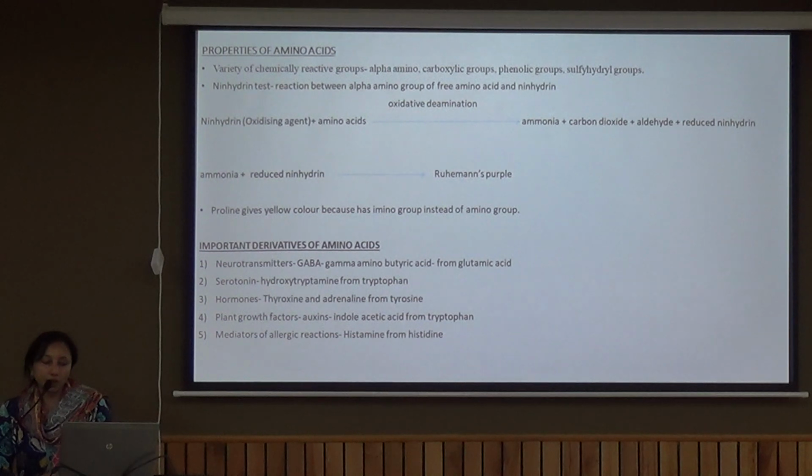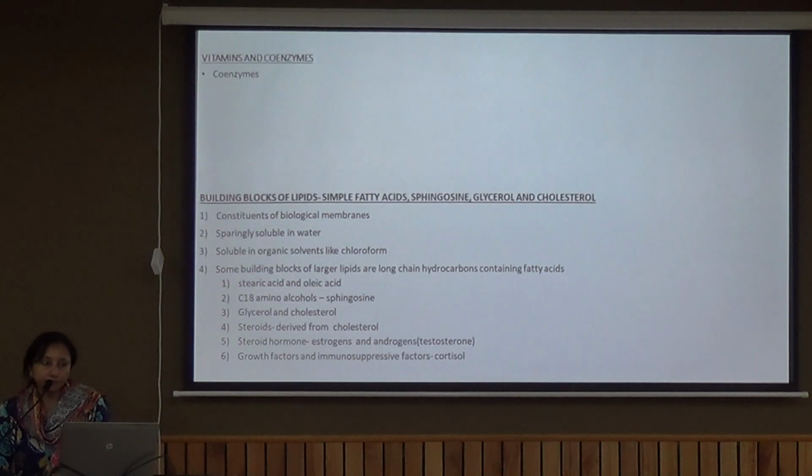The second is serotonin. It is formed by hydroxytryptamine from tryptophan. The hormones thyroxine, adrenaline from tyrosine. Plant growth factors like auxins, indole acetic acid from tryptophan. Mediators of allergic reactions, histamine from histidine. The vitamins and coenzymes. The vitamins are an important part of coenzymes. Without the vitamins, the coenzymes will not be able to function in a proper manner.